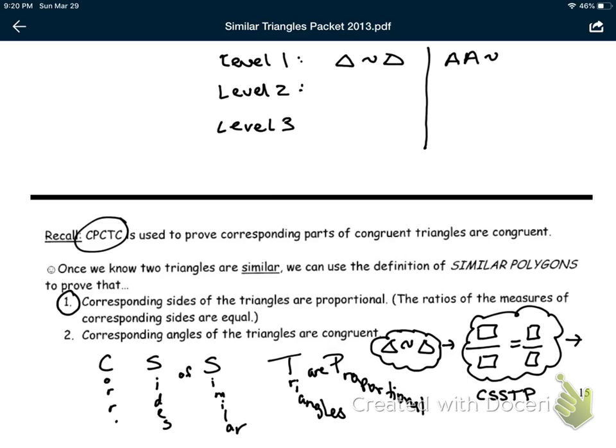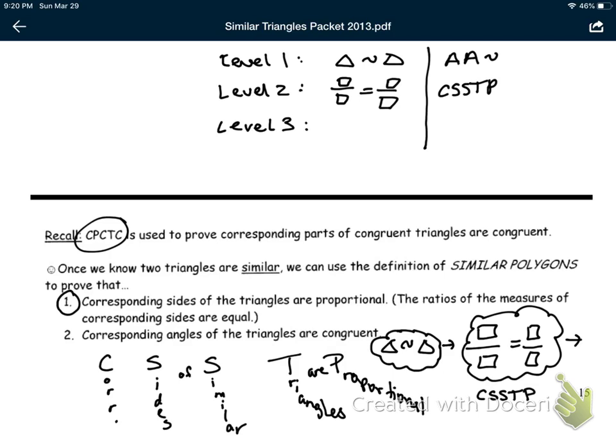The level 2 proof is when it asks you to prove that a proportion exists. So it might say something like AB over CD equals DE over EF or something like that. And the reason for that is CSSTP.